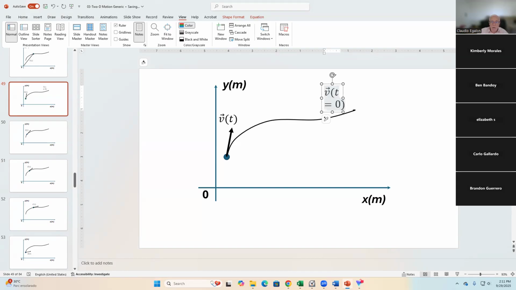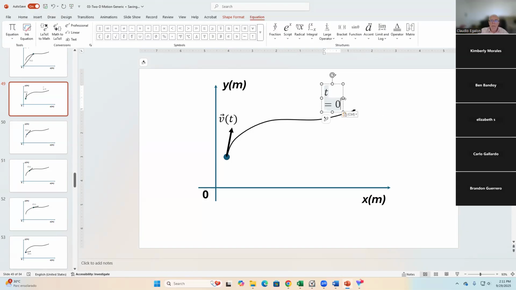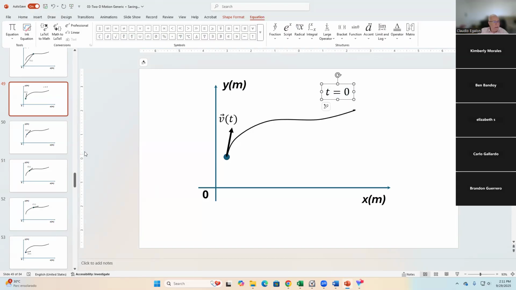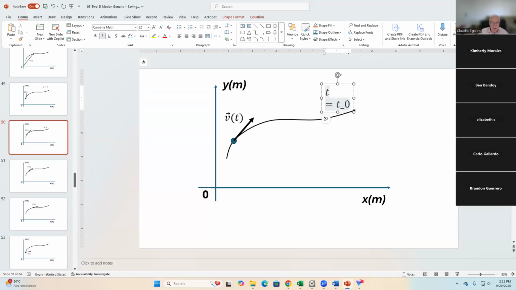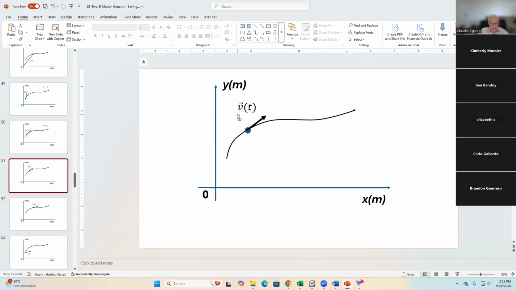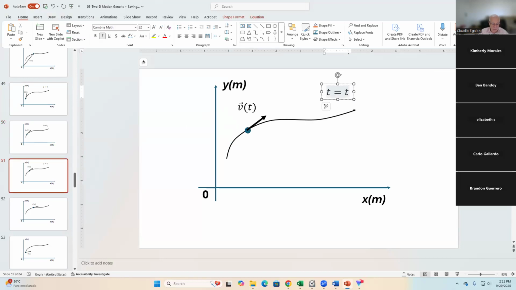T equal to 0. And now I'm going to erase everything else. Here you go. T equal to 0. Next one is T equal to T1. Because I'm naming that T equal to T1, I'm going to name this one as V1. Next is T equal to T2.